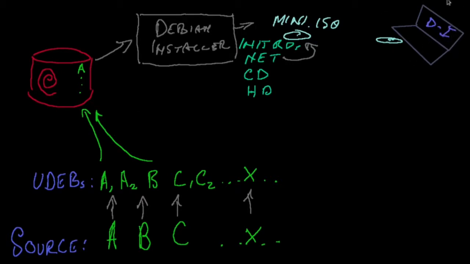It goes off and grabs a copy of X, and it runs its postinst, which is how things happen in DI mostly, and you get to see a prompt saying, hello, how would you like X configured?